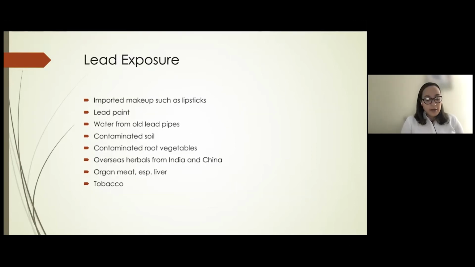So where can an individual be exposed to lead? Makeup, such as lipstick, especially if it's imported from overseas, lead paints from old homes, water from lead pipes, contaminated soil, organ meats, especially the liver, and tobacco.